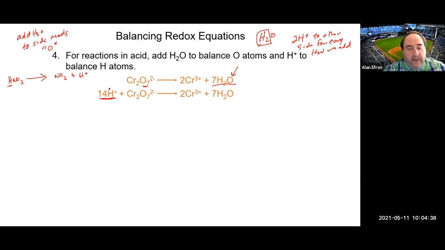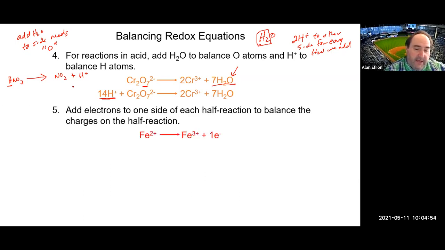Once we have balanced all the elements, balanced oxygen by adding water, and added the appropriate amount of H pluses, now we're ready to balance out the overall charge on each side by adding electrons. So how do we get the overall charge? Well, if we look in our first half reaction, which is iron, the overall charge on the left is +2. The overall charge on the right is +3.